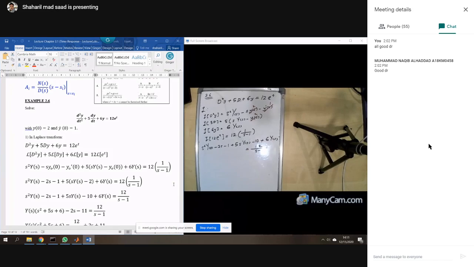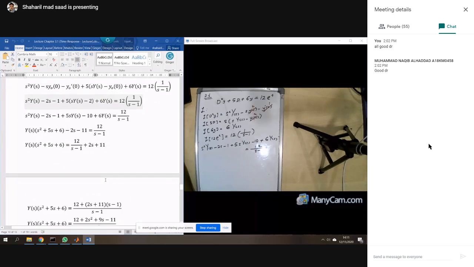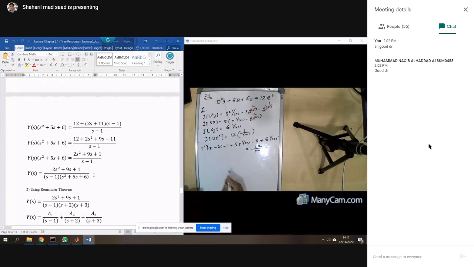Good. Alright. And then when you solve this equation, right? So you will get the final one, Y(s) equal to (2s squared plus 9s plus 1) divided by (s minus 1)(s squared plus 5s plus 6). Okay, so this is the final one, right? So this one we call partial fraction. So how to solve it, right?